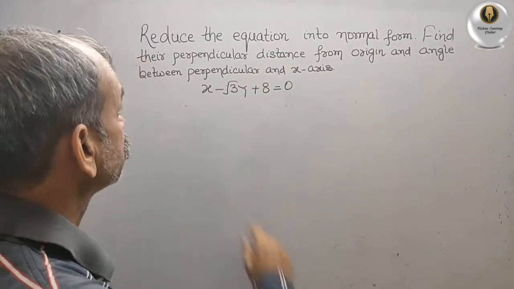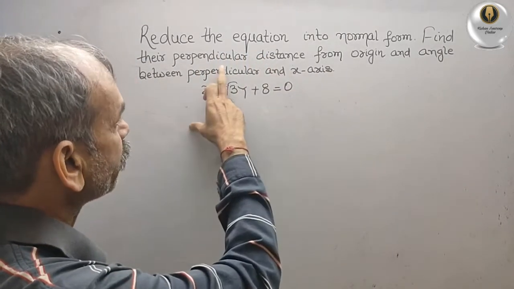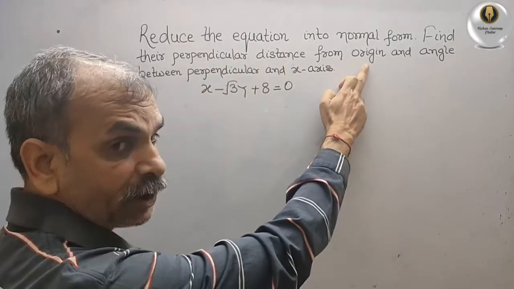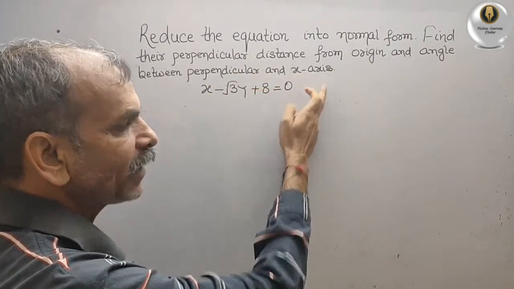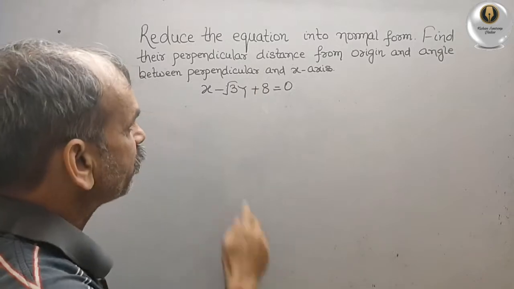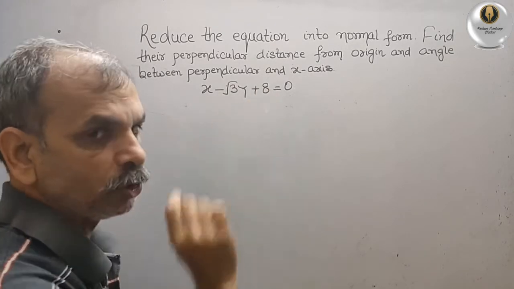Your question is: reduce the equation into normal form, and find the perpendicular distance from the origin and the angle between the perpendicular and the x-axis. The given equation is x minus root 3y plus 8 equals 0.